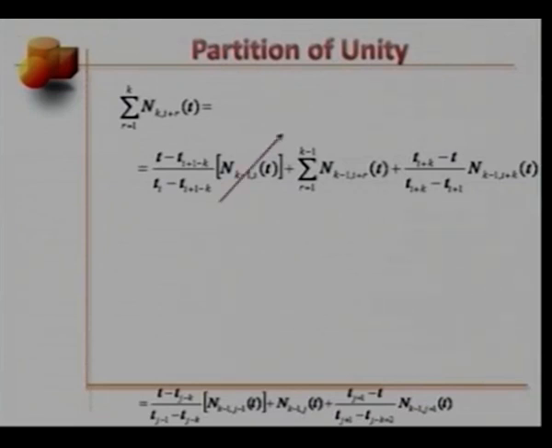Now look at this term here, n_k minus 1,i. What would be its value for t lying in between t_i and t_i plus 1? You guessed it right, it will be 0, because if you notice, n_k minus 1,i has the last knot as t_i.